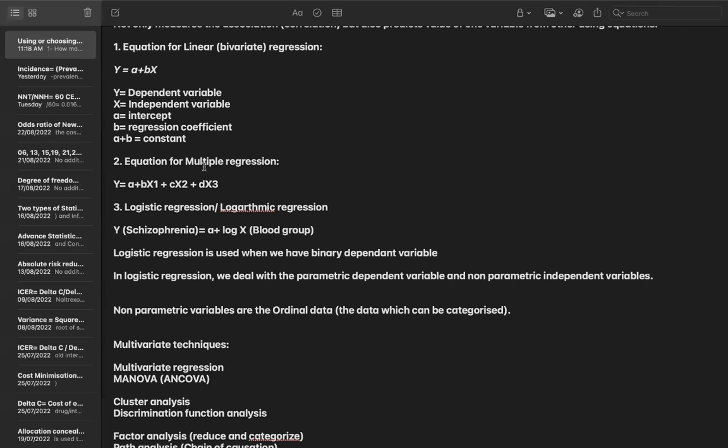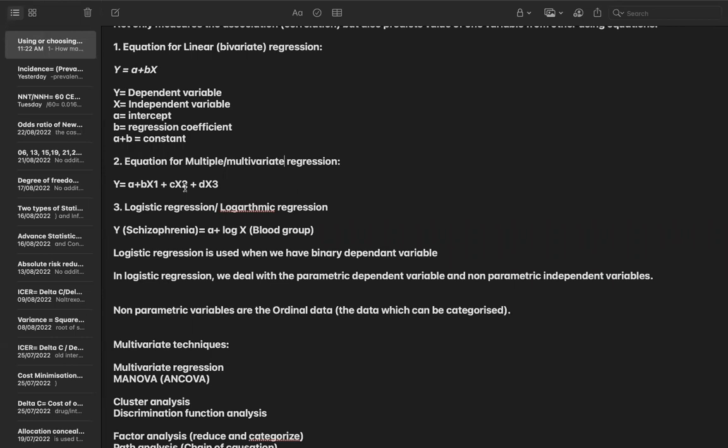Multiple regression, the word suggests itself. We can call it multivariate regression. What does it mean by multivariate? We have a dependent variable, which is y, and we have multiple independent variables. Sometimes some of these independent variables are considered as confounders.